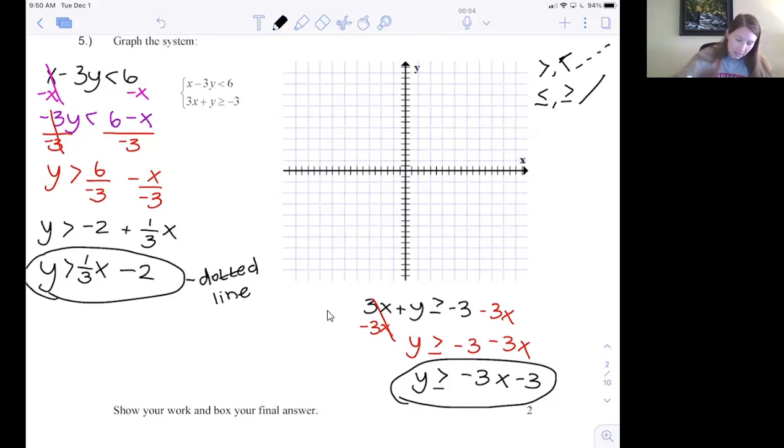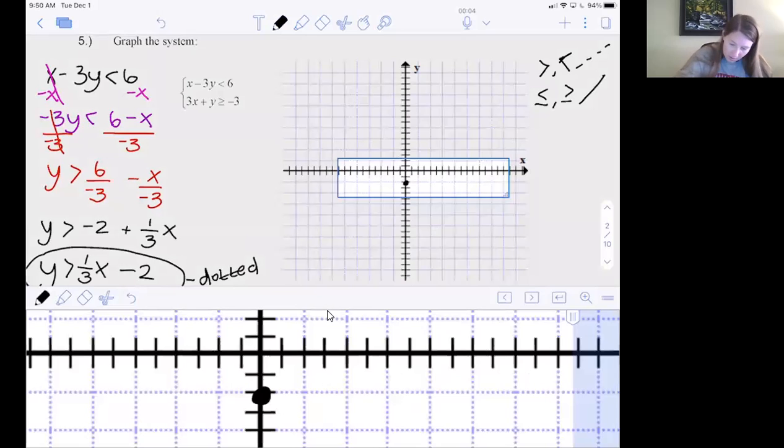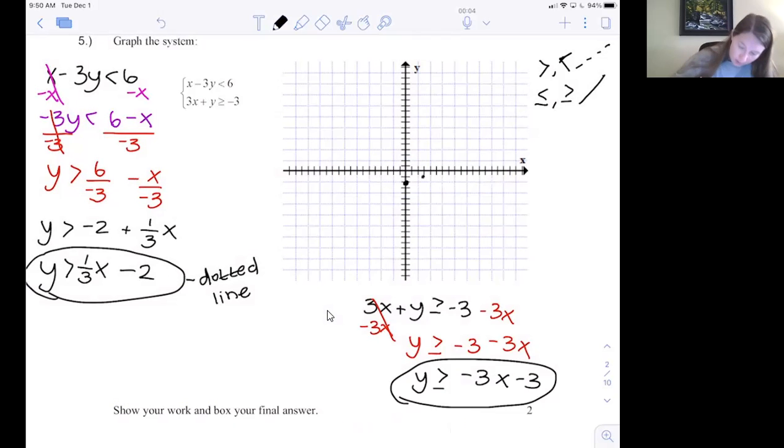So I start at negative 2. I'll make a point. And then I move with my slope. So my slope is 1/3. So I go up 1, over 3. So right there. I don't know why it keeps doing that. Over 3. So now I can just draw a line and it's dotted. This is not going to be totally straight, but we get the point. So that's my first line.